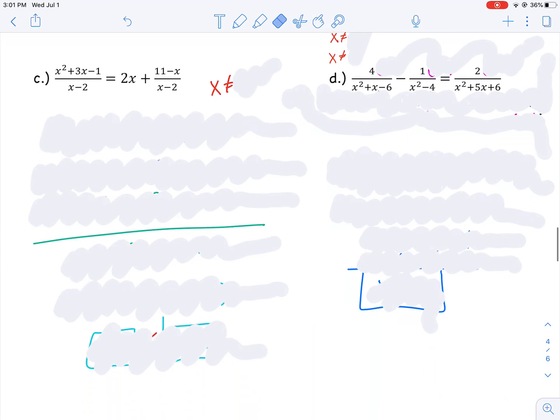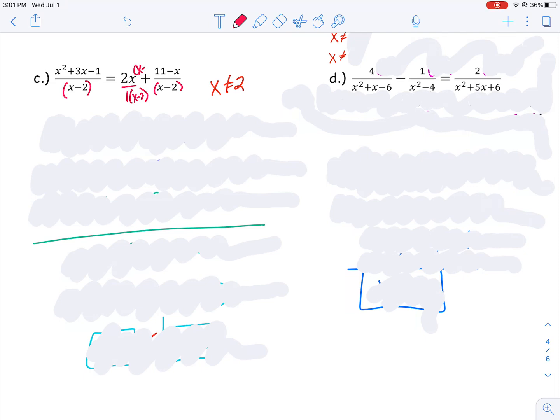Let's do two more. In example number 3C, it looks like we have three fractions. We have this one, we have 2x over 1, and then we have this fraction here. Looking at our denominators, right now they are x minus 2, 1, and x minus 2. If I set any of those equal to 0, my domain restriction would be x cannot equal 2. It can be anything except positive 2. All right, let's get common denominators. The only fraction that's missing a common factor is this middle fraction.